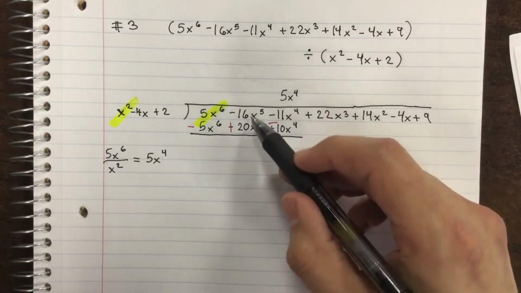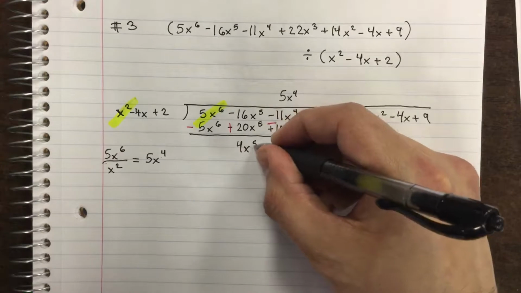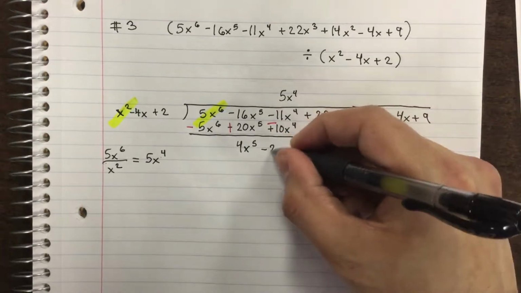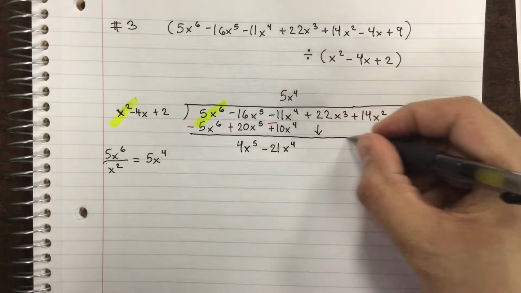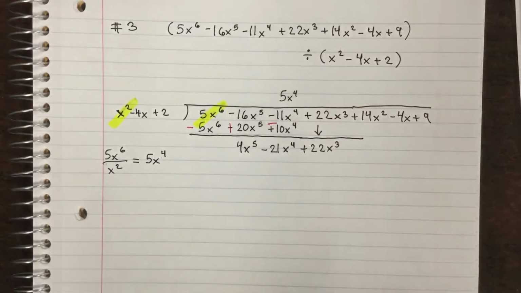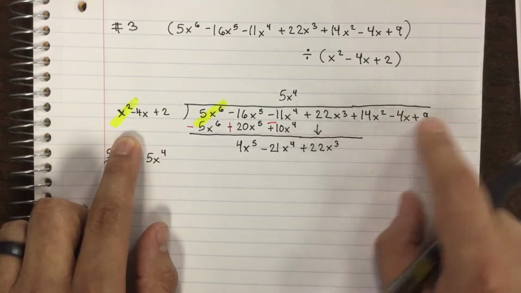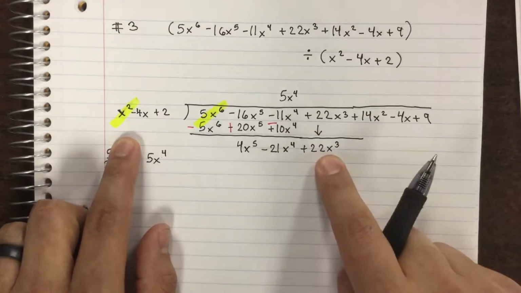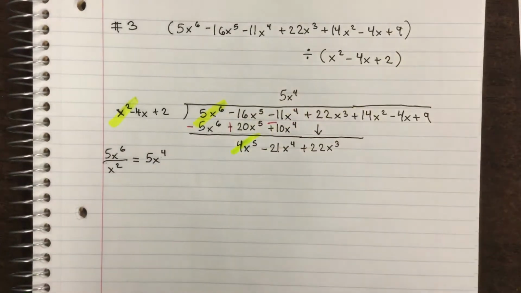0 here. This would be 4x to the 5th. This would be negative 21x to the 4th. And then we drop this down. Drop down 22x to the 3rd. I only need to drop 3 because I only have 3 on the outside. You could drop everything else if you want to, but you only need 3. So I just stick with that. All right, let's do it again.